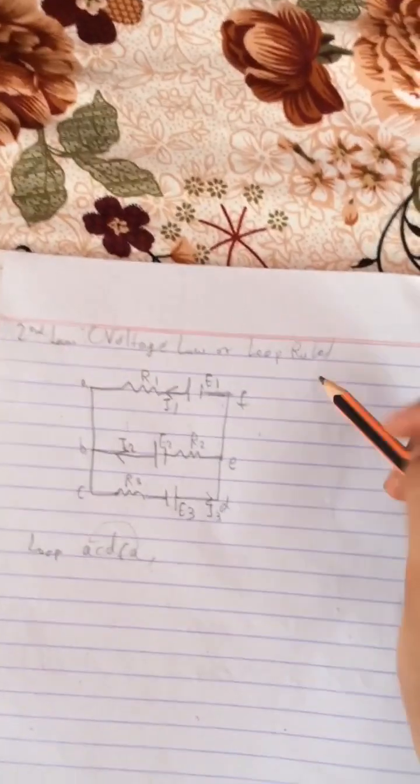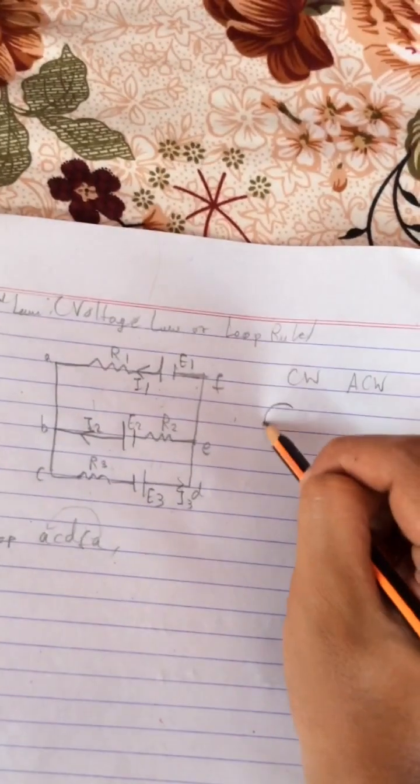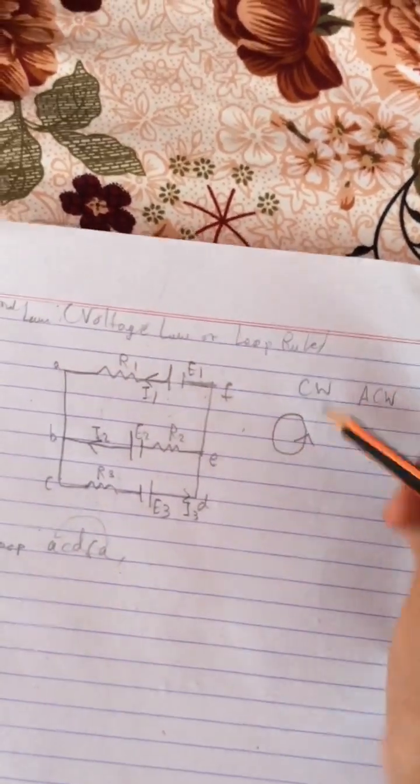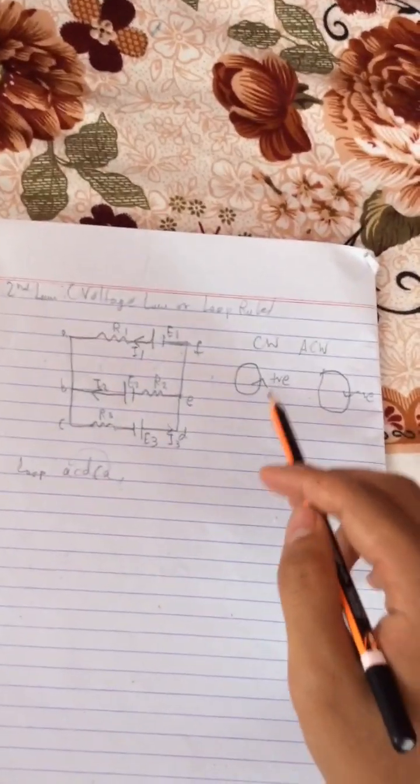Now, before we move on, we need to talk about clockwise and anti-clockwise motion of current. Here, if a current is going in anti-clockwise motion, then it is taken as positive. But if it is going in clockwise direction, it is taken as negative. Please remember these.